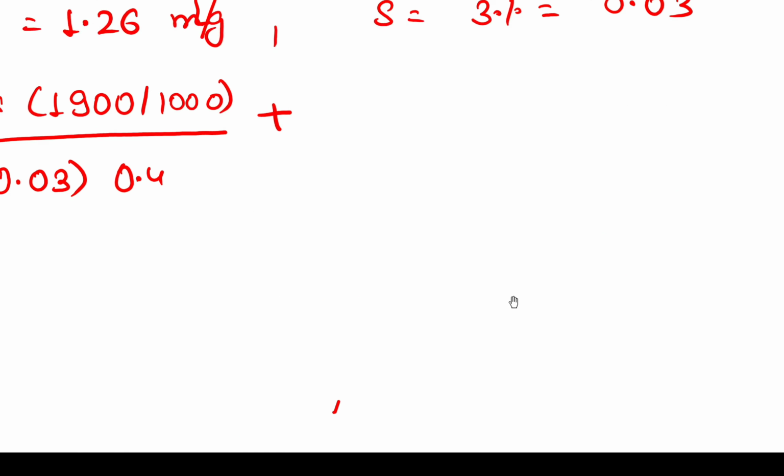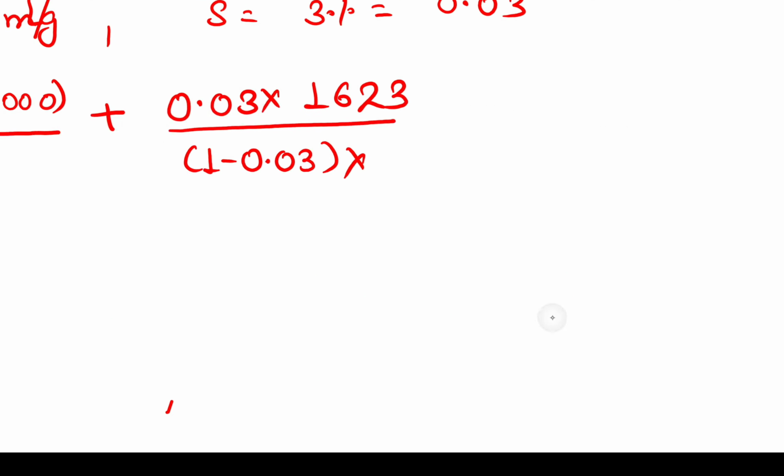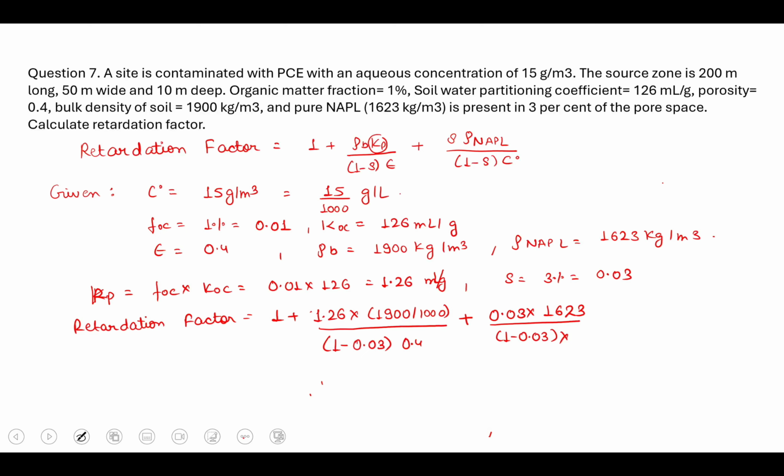So the fraction of percentage of pores filled with NAPL is 0.03, into the density of NAPL, which is 1623 kg per meter cube, divided by 1 minus S, multiplied by the concentration of PCE in the aqueous phase, which is 15 grams per liter. So it will be 15 by 1000. On solving, we will get the retardation factor. Let's see what value it is coming.